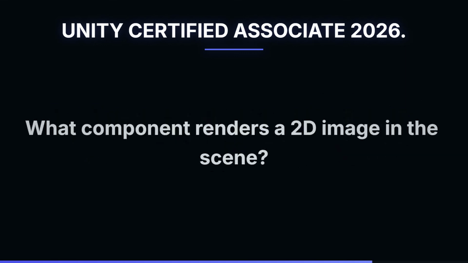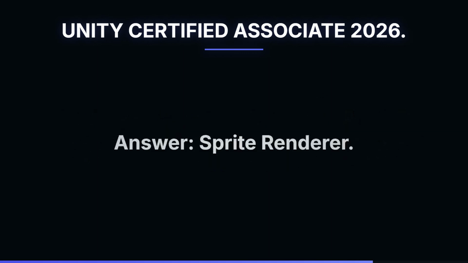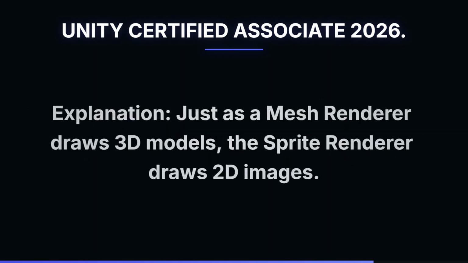11. What component renders a 2D image in the scene? Answer: sprite renderer. Explanation: just as a mesh renderer draws 3D models, the sprite renderer draws 2D images.